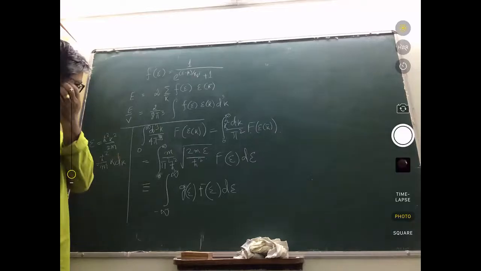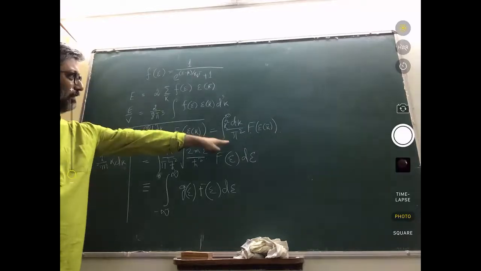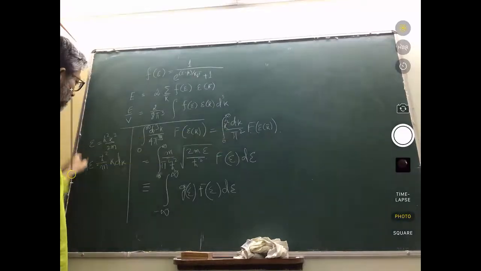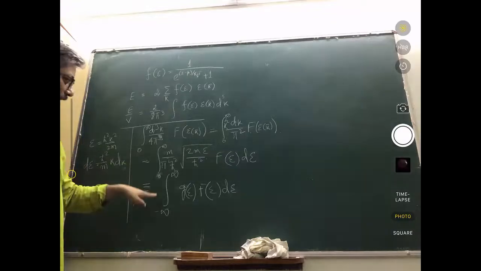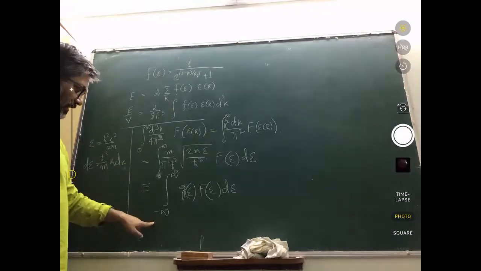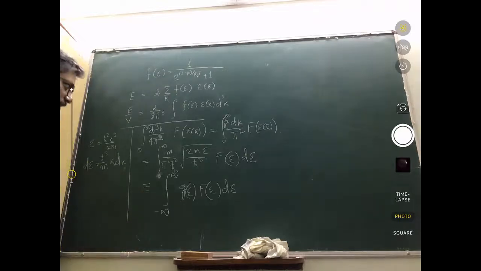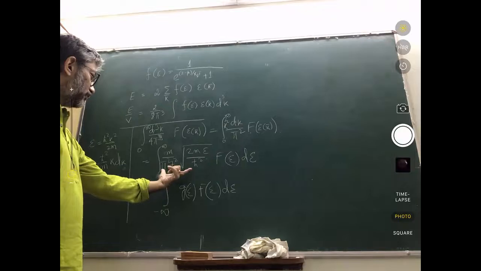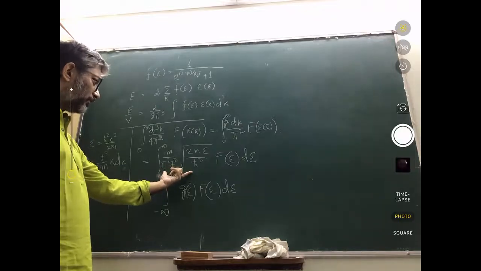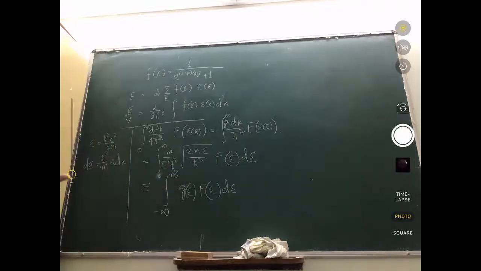Yeah, so what I said was that in this integral, I just replace all the k's by epsilons using these two, and I end up getting this integral, which I write like this. So this is the definition of g of epsilon. So what is g of epsilon? It is like the number of energy states that you have in the system per unit volume.